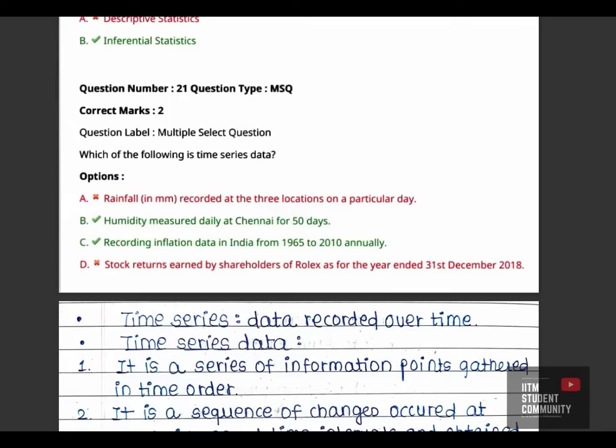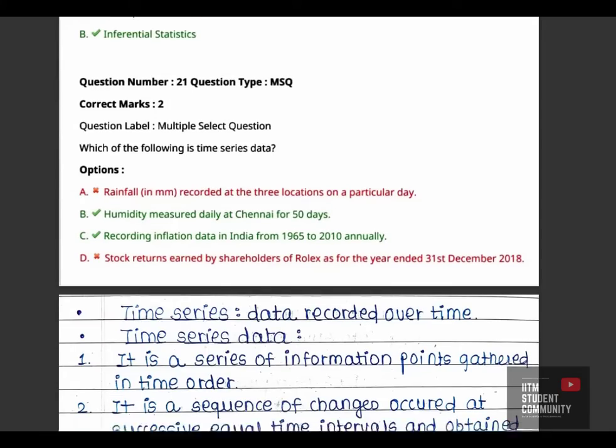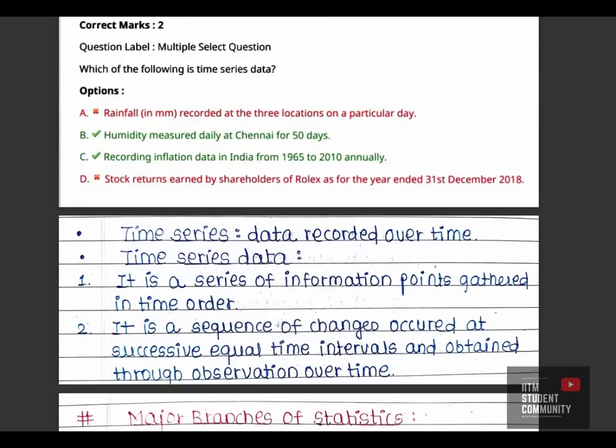Which of the following is a time series data? Now what is a time series data? The data which is recorded over a period of time is called a time series data. It is a series of information or points gathered over a period of time or in time order. If you look at option A, rainfall recorded at 3 locations on a particular day. Now here the rainfall has not been recorded for a longer period of time. It's just for a day and that too at 3 different locations. So this option gets eliminated.